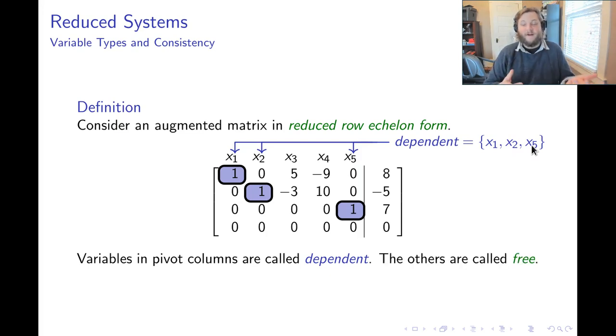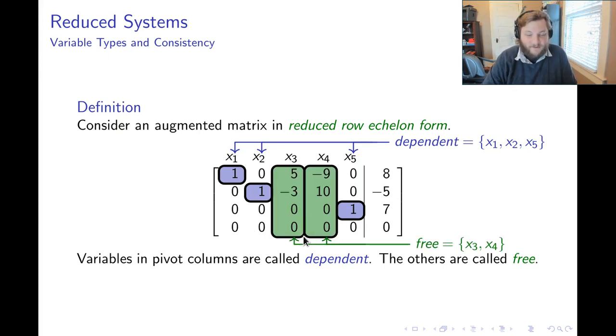The other variables, so the variables that are represented in non-pivot columns, are called free variables. So here, in our augmented matrix that's in reduced row echelon form, the non-pivot columns are columns 3 and 4, here, at least to the left of the vertical bar. And the variables that are represented by these columns are x3 and x4. So we call x3 and x4 free variables.